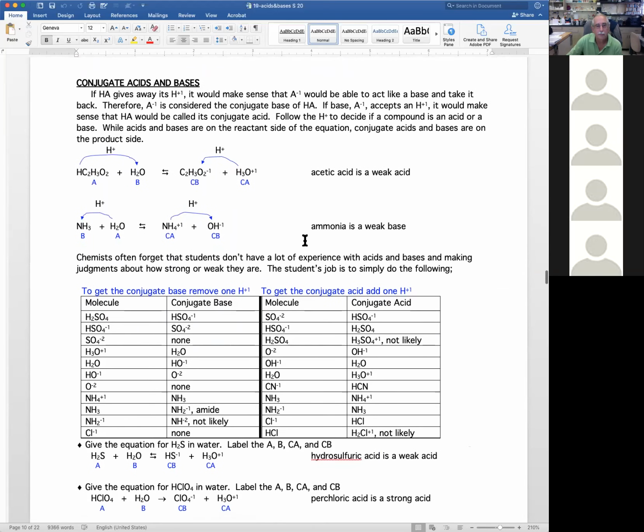So here's conjugate acids and bases. This is what we started with in today's lecture. So all we're saying is that we already knew what is the acid and what is the base, but now we're looking at the product side and saying, well, if it's reversible, one of these has to be the acid, one of these has to be the base. And again, you're just following where the H plus goes.